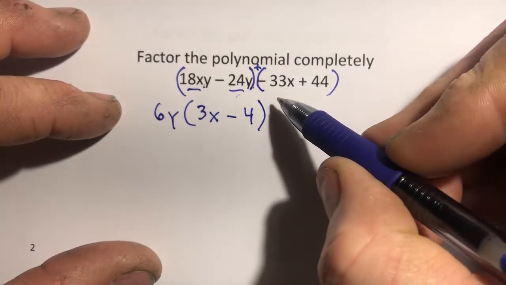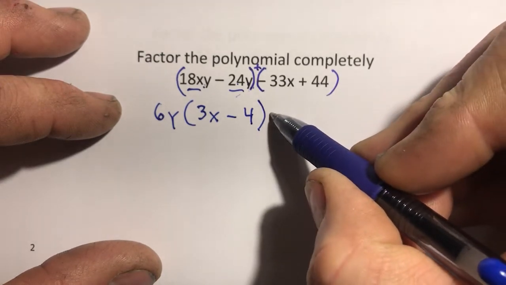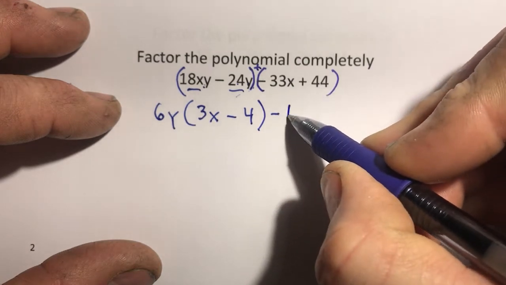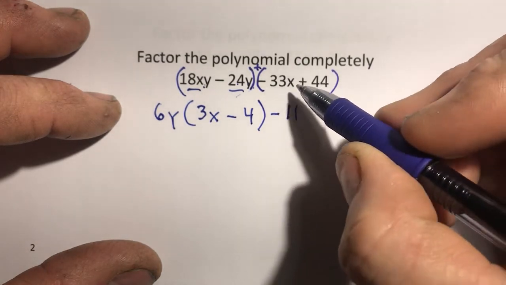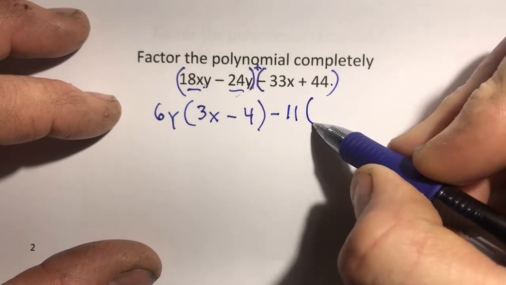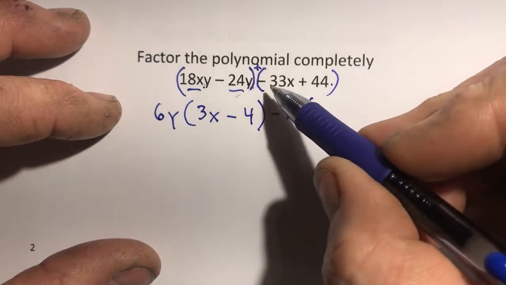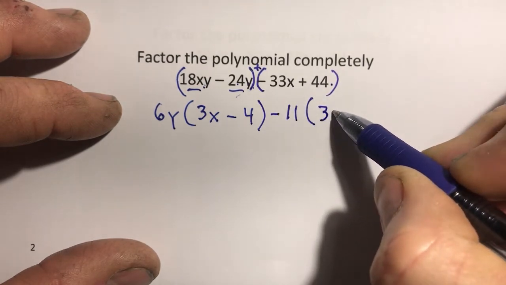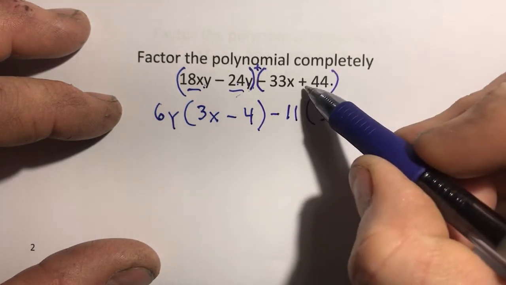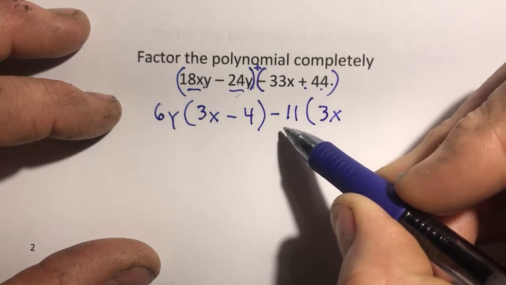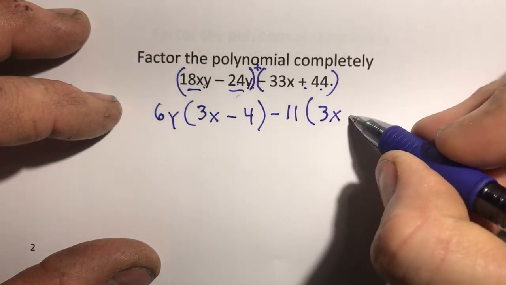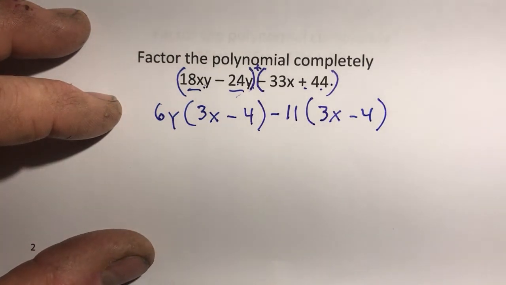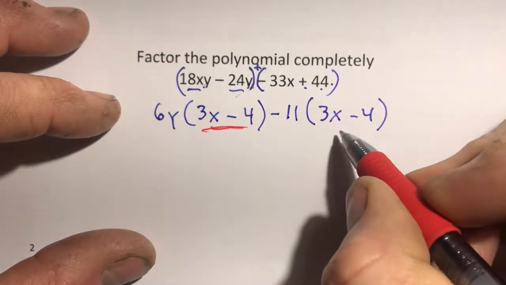Then over here, since this term's negative, we're going to pull out a negative. And 33 and 44 divide by 11. And then that has an x, but that doesn't, so I cannot pull out a variable. So negative 33 divided by negative 11 is a positive 3. I've got my x coming out. And then I got positive 44 divided by negative 11, which is a negative 4. And there's no variable.